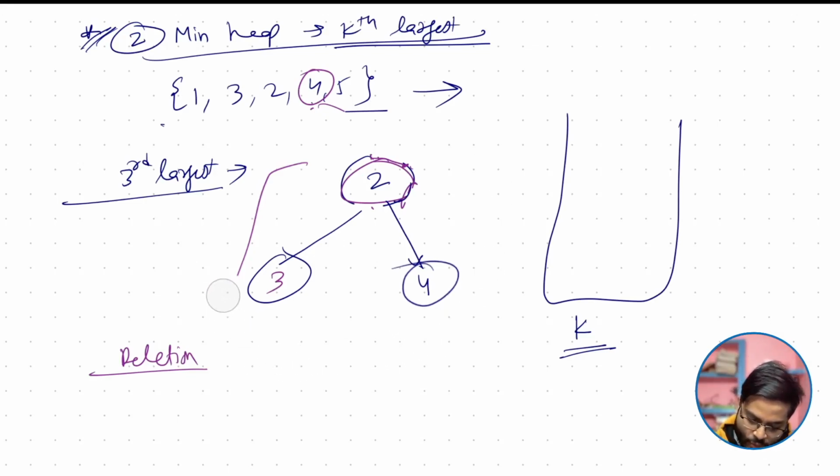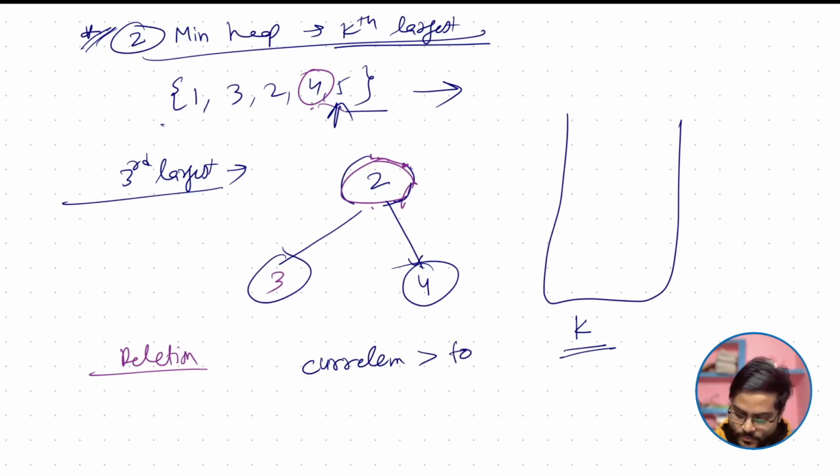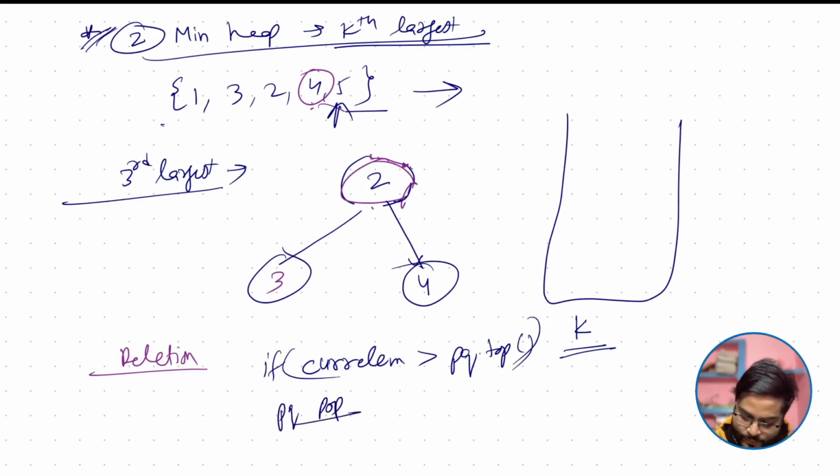Now come here, 5. Check whether our current element is greater than your priority queue top. If that is the case, just pop out the element from the priority queue and push the current element in the priority queue. So push 5 here. First pop this out, pop 2, and 4 will come here. Remove this.